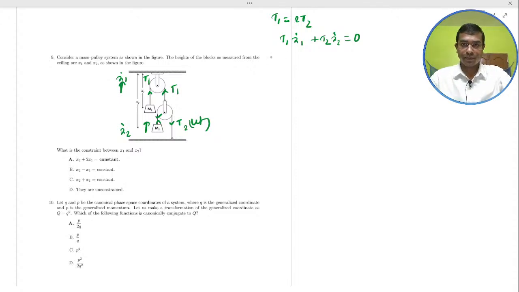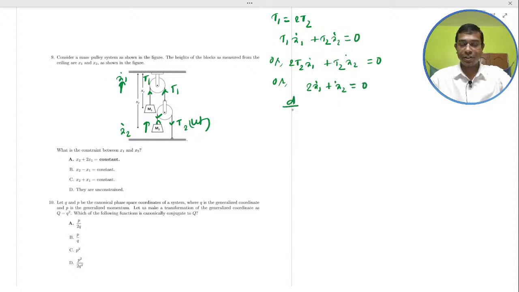So, twice T2 x1 dot, this is another equation of motion, plus 2 T2 x2 dot, this is 0. Or twice x1 dot plus x2 dot equal to 0.